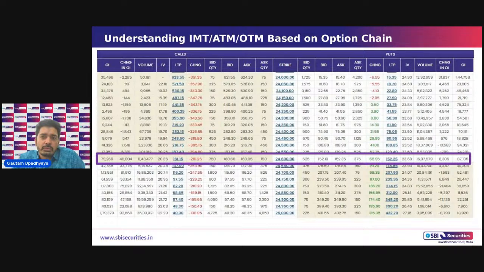160. So if it was 200, it would have been somewhere around 15,000. Since it is 160, somewhere around 12,000 is going to be the cost of this particular transaction. And this 160 is completely time value. Now I will explain the concept of time value and intrinsic value in a much more simple manner through this particular slide itself.